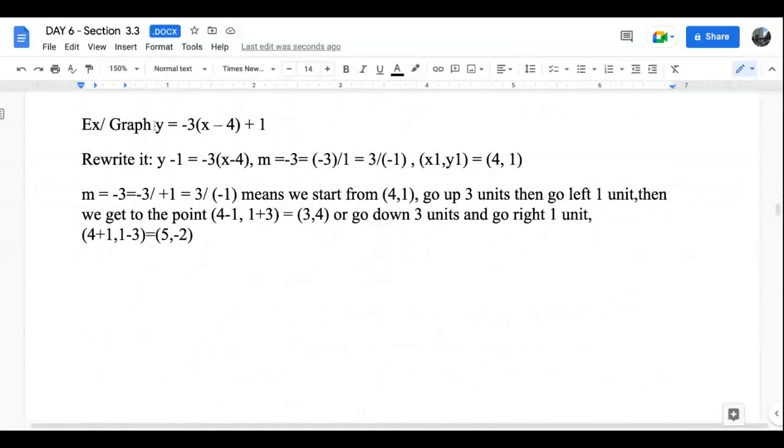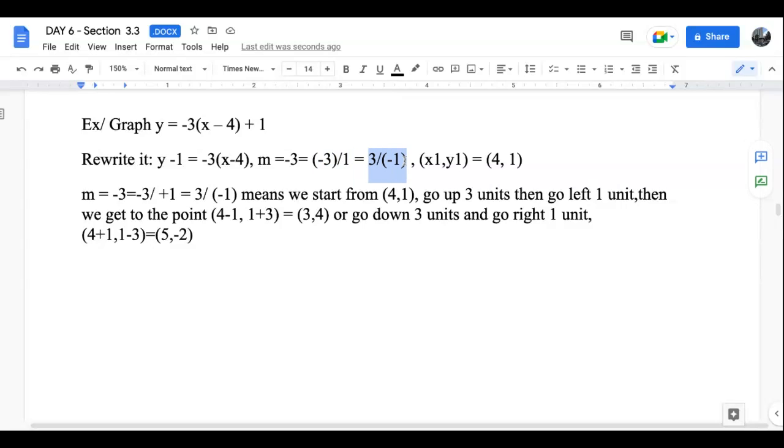Let's see this example. Y equals negative 3 times x minus 4 plus 1. Well, again, we move the 1 from the right-hand side to the left-hand side. It becomes y minus 1 equals negative 3 times x minus 4. So this is easy to read off. The slope is negative 3. Negative 3 we can think of as negative 3 divided by 1, or 3 divided by negative 1. What does negative 3 divided by 1 mean? Negative 3 means we go down 3 units. 1 means we go right 1 unit.